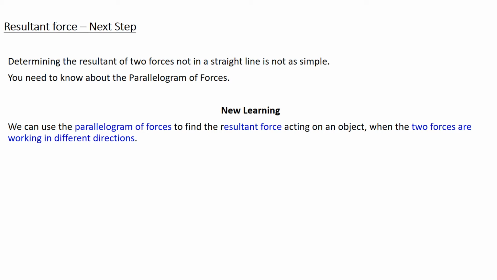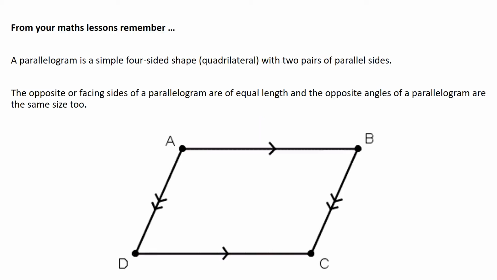Okay, so you find the resultant force when two forces are working in different directions. Here's a lovely parallelogram, and it's a four-sided shape. It's a quadrilateral. It has pairs of parallel sides, and as I've said, we can indicate those parallel sides by, if we were extending them for infinity, they would never touch. The sides of the parallelogram are of equal length, so that's something they're expecting you to pull through from maths.